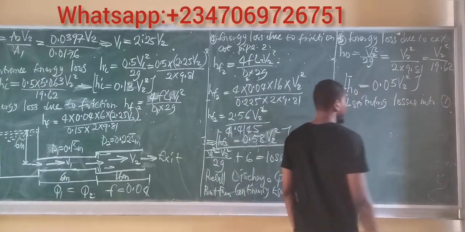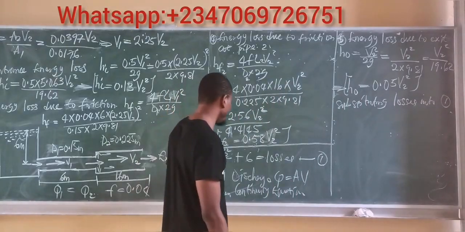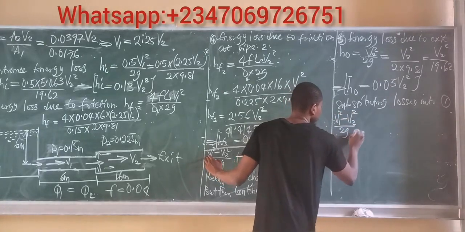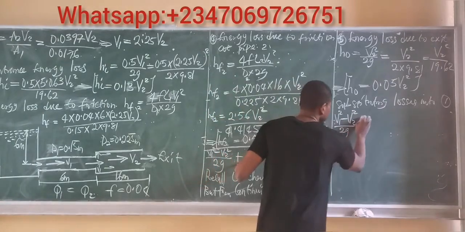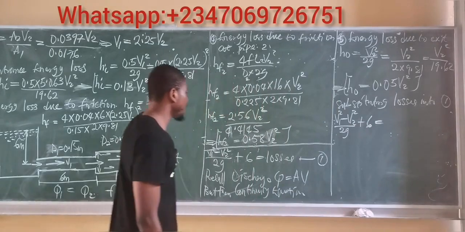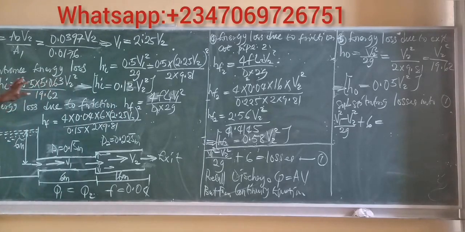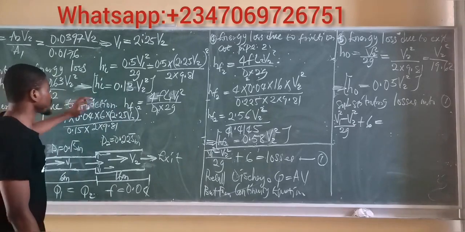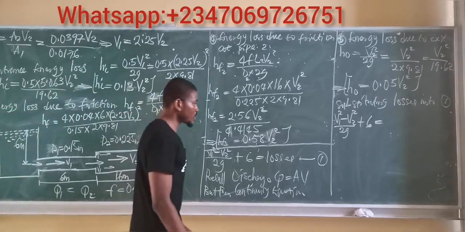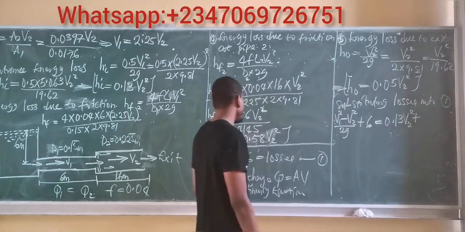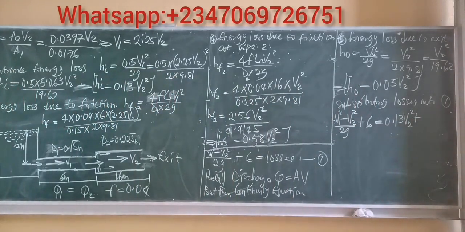Substituting losses into equation 1. In equation 1, we had V1 squared minus V2 squared all over 2g plus 6, and that's equal to all the head losses that we obtained from the very first. We obtained head loss due to entrance as 0.13 V2 squared. So this is simply going to give us 0.13 V2 squared plus the second head loss, which is head loss due to friction. We obtained head loss due to friction as 1.65 V2 squared. That's friction in the first pipe.